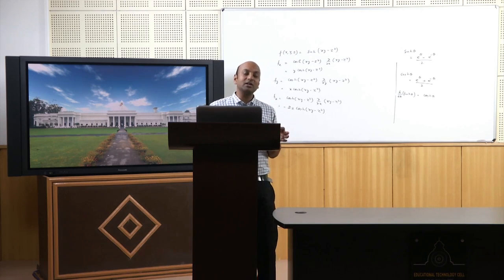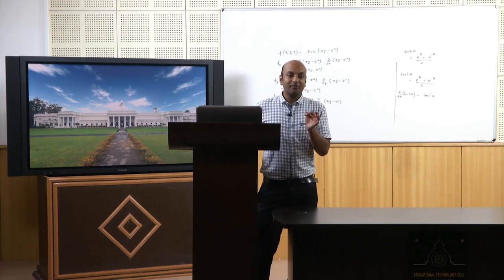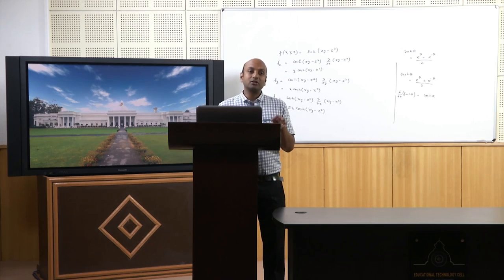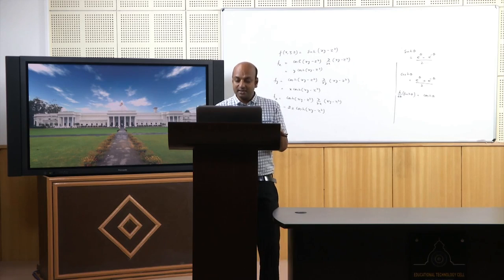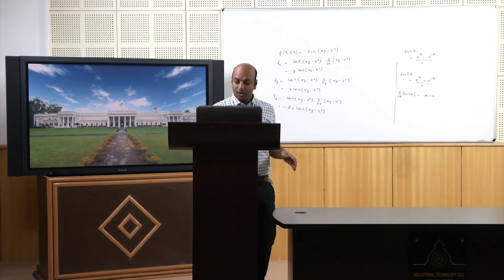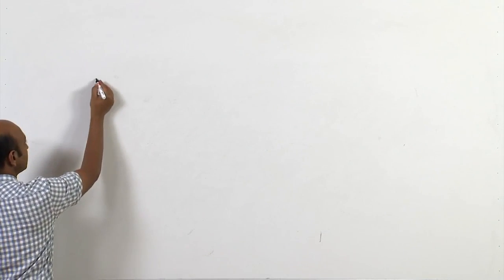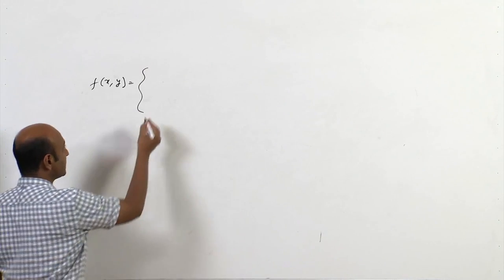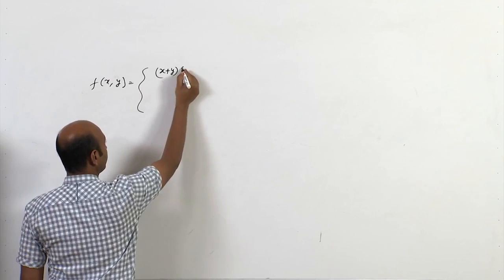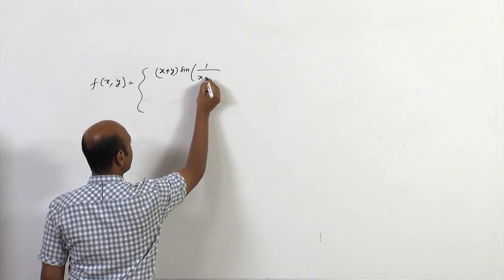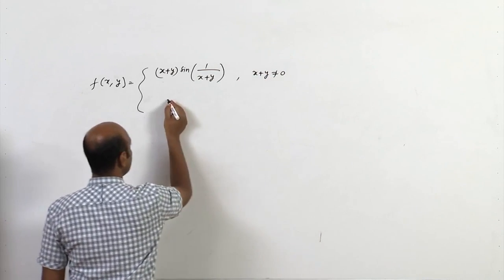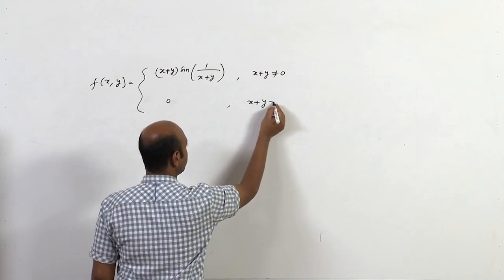In a single variable function, differentiability implies continuity. In several variable functions, if the partial derivatives exist at a point, it does not mean that the function is also continuous at that point. How can we say this? So, we have counter examples. Let us see. The first example is f(x,y) equals (x plus y) sine of 1 upon (x plus y), when x plus y is not equal to 0, and 0 when x plus y is equal to 0.